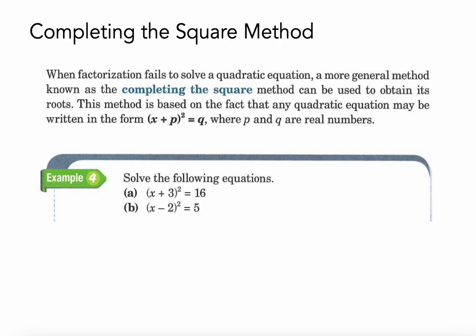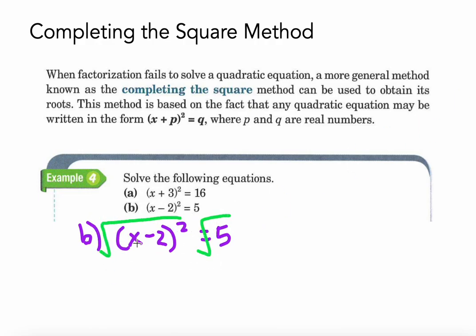Okay, same thing with part B. See if you can pause the video and try that one on your own. Okay, B. Same thing like before. We are going to square root to cancel that out. So I'm left with x minus 2 equals a positive or negative square root of 5. Here I don't have a perfect square. 5 is not a perfect square. It's going to be a messy decimal number.